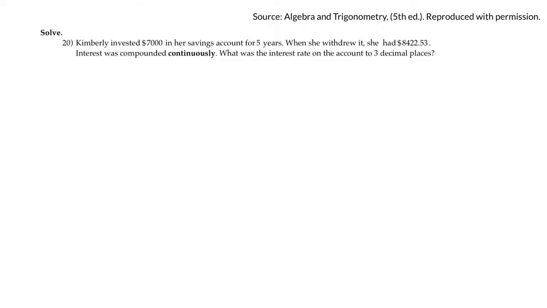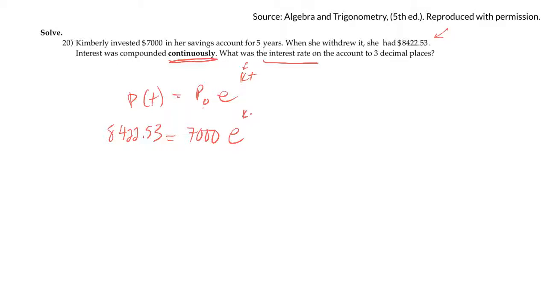Right? Now, last question. Kim invested $7,000 in her savings account for 5 years. When she withdrew it, she had $8,000, and interest was compounded continuously. If it's continuous interest, then I can again use that same formula. The question says, what is the interest rate? So I'm looking for k. I started with $7,000 and wound up with $8,422.53. e to the k is what I'm looking for, and that happened in 5 years.